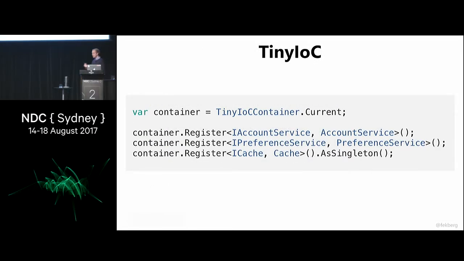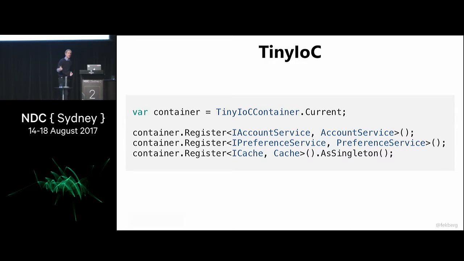Another way that we can help with this is to introduce things like TinyIoC. TinyIoC is an IoC container which allows us to register interfaces and implementations. It's just a small file that you bring into your project, and it's available on GitHub. It allows you to do things like register my account service as an account service, my IPreferenceService as a preference service, and a cache as a singleton cache.